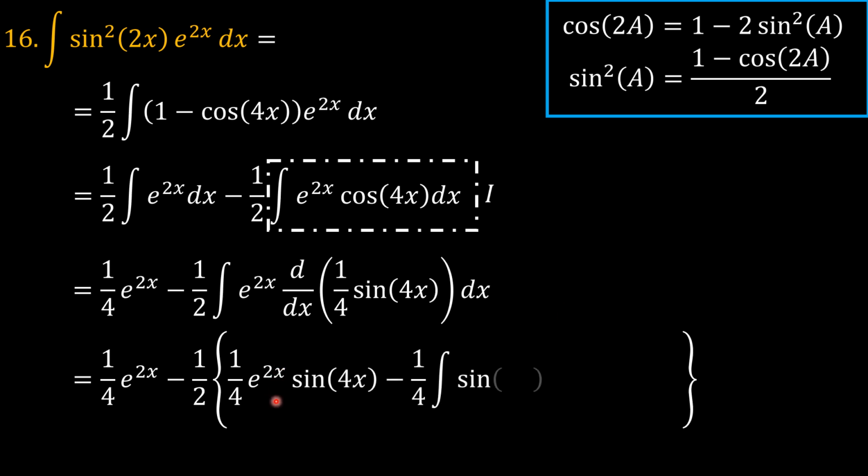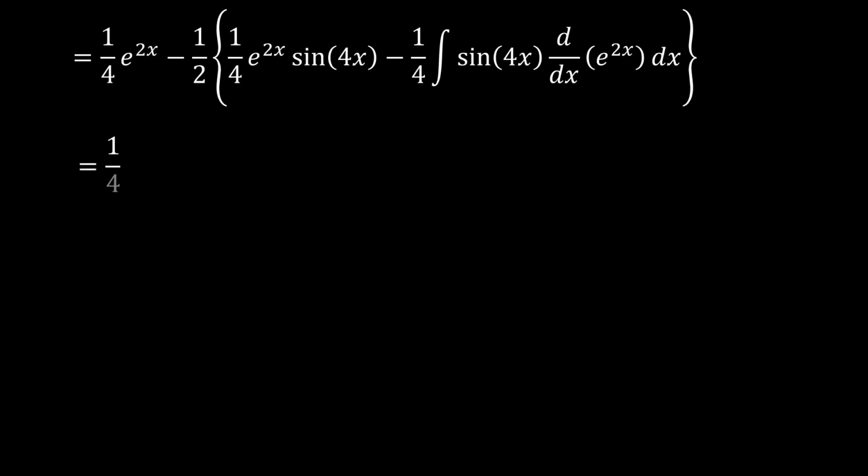So our uv is this: a quarter of sine 4x times e to the power 2x, minus a quarter, sine 4x times the derivative of e to the power 2x, this e to the power 2x. And obviously half remains there. So let's continue. So we came up to this point, and so we can continue as follows.